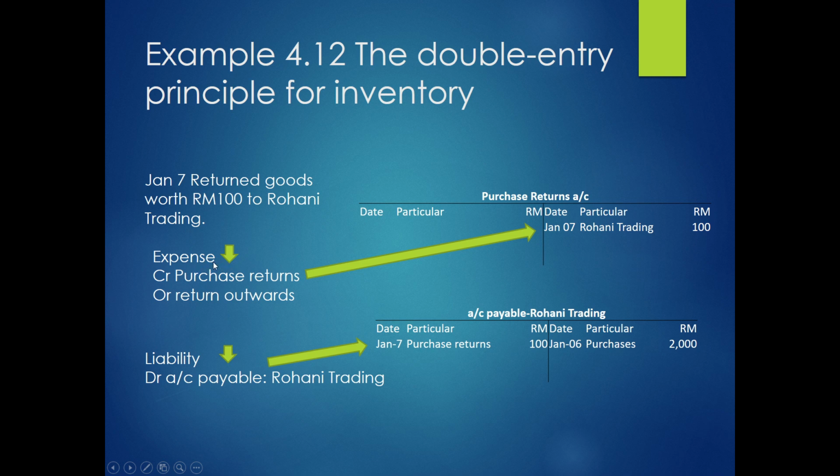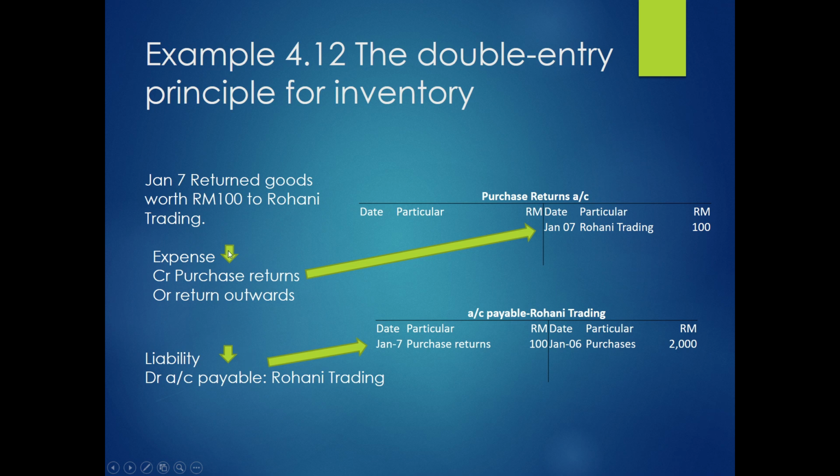So, decrease in expense is credit. The account to be credited is purchase return or return outward. In purchase return account, the entry is made in the credit side, January 7. The particular is Rohani Trading, which means that the goods are returned back to Rohani Trading. The amount is 100 ringgit.